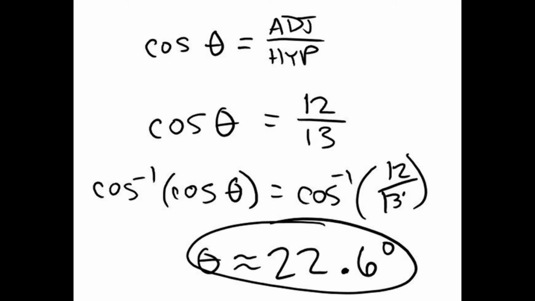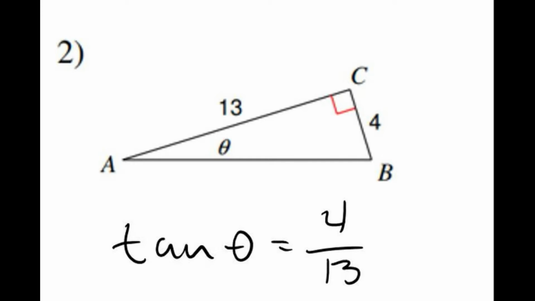Okay. Number two, very similar. We look at theta and ask, what did they give us? They gave us the side opposite of that theta, which is the 4. And they gave us the adjacent, which is the 13, because it's next to that angle. We don't know the hypotenuse, and we frankly don't care on this one, because all we're looking for is that angle. Opposite and adjacent are tangent things.